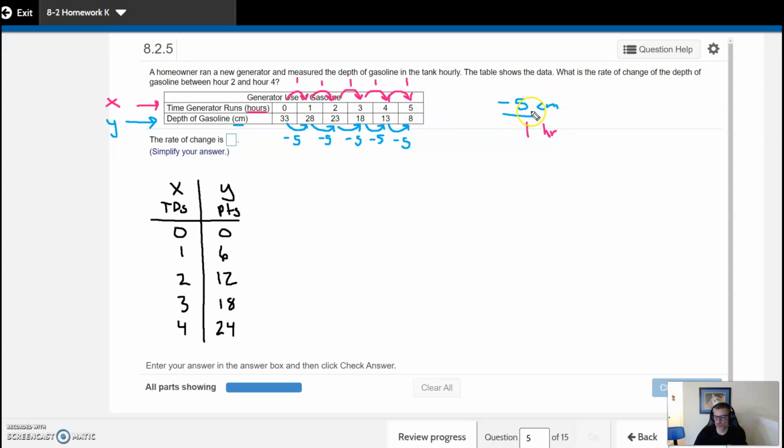So sometimes this little switcheroo from top to bottom messes kids up. So be careful there. It's going down 5 centimeters every hour. And they want us to simplify your answer, so we would just write this as -5, right? -5 centimeters.